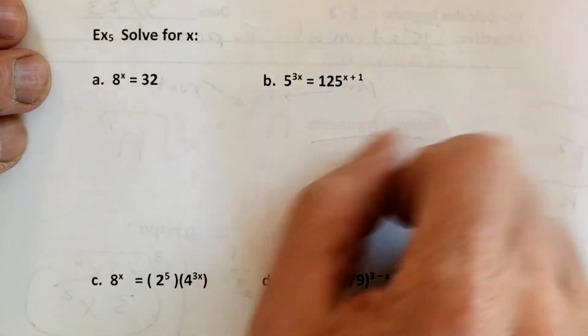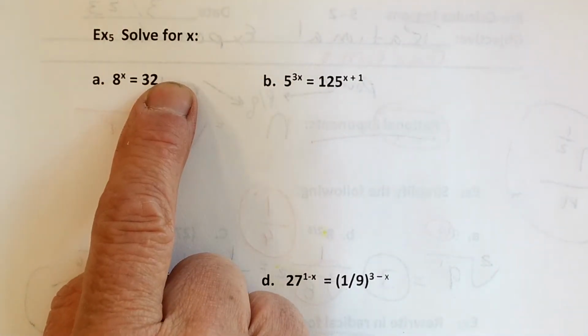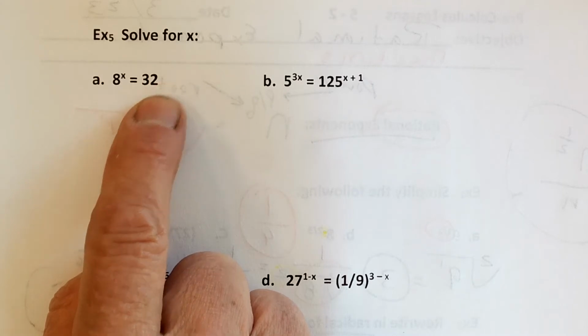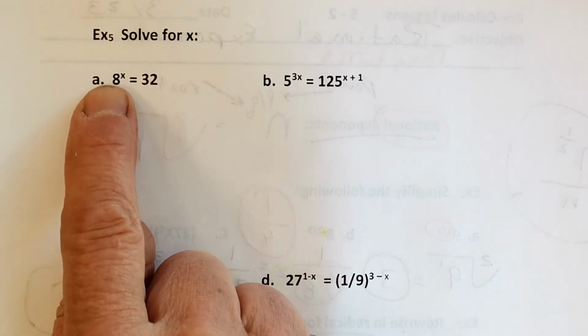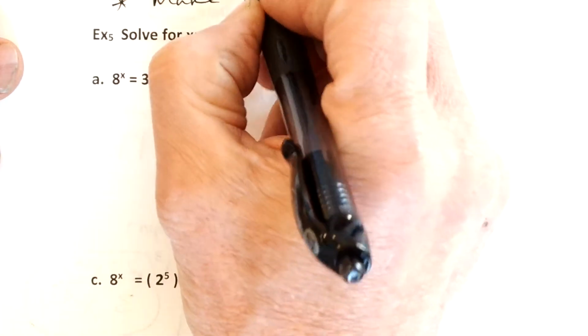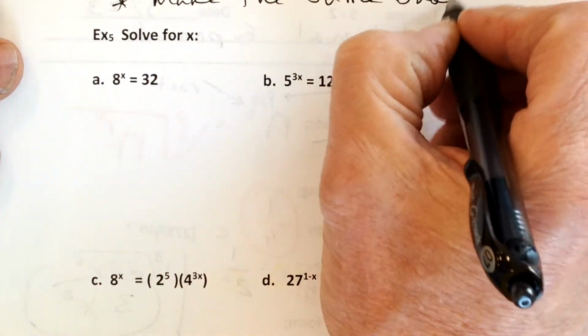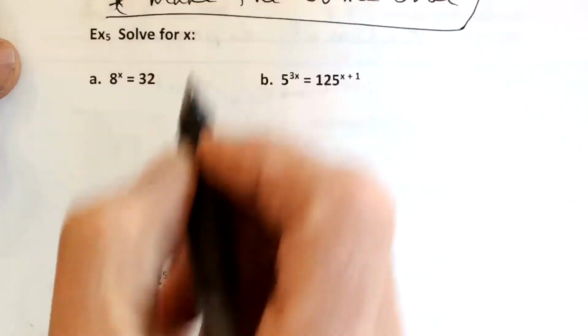Well, here's the thing. You can't divide by 8. You have to think about it, okay? So what I want to do is this. The trick is to make the same base. You have to make the same base.